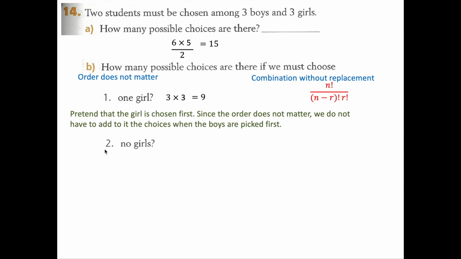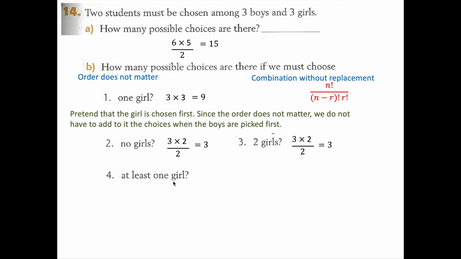We have 9. If there are no girls, if it's only boys, you have 3 choices for the first times 2 choices for the second, and then we're going to divide by 2 because the order doesn't matter. If you picked AB and you picked BA, there should be no difference between the 2. It's just AB, so we divide by 2, which gives us 3. 3 if we just have 2 girls, same thing. If you have 2 girls, it's the same as having no boys. It's still going to be 3 times 2 divided by 2, which is going to be 3.